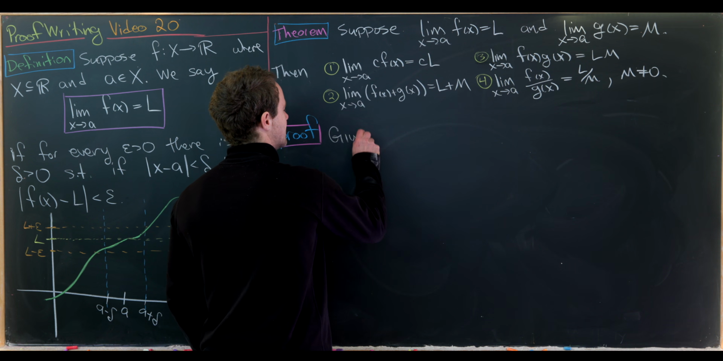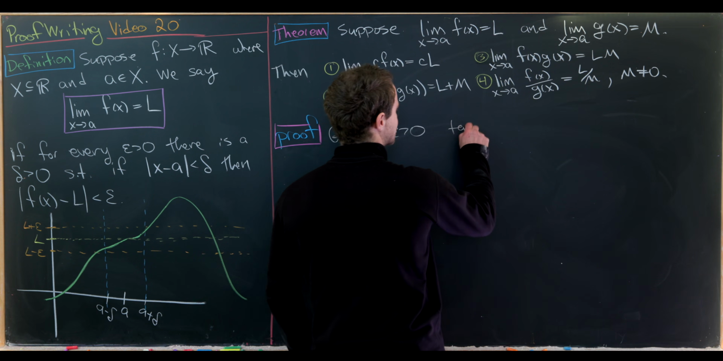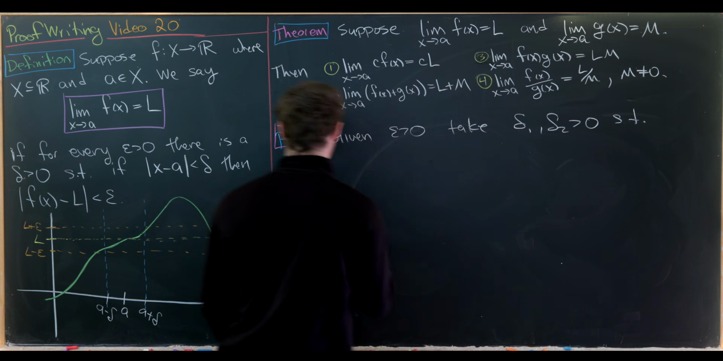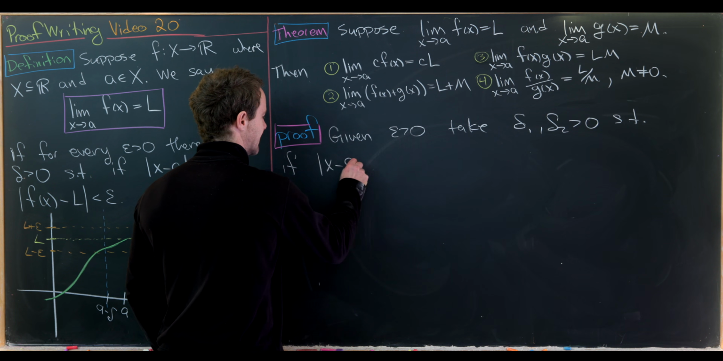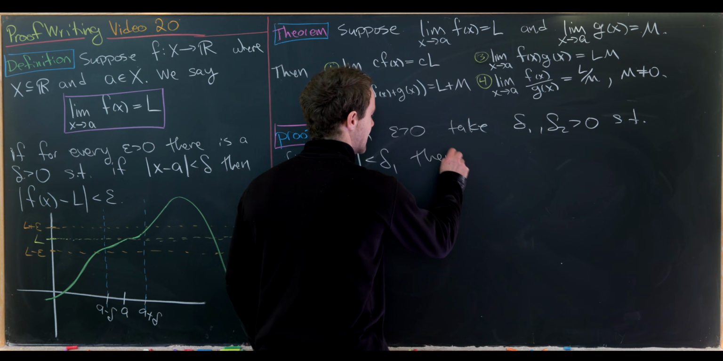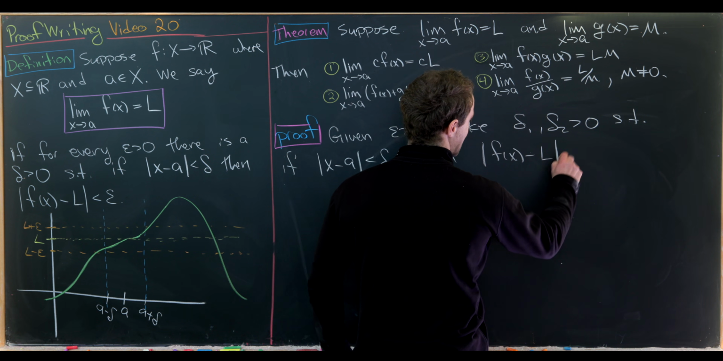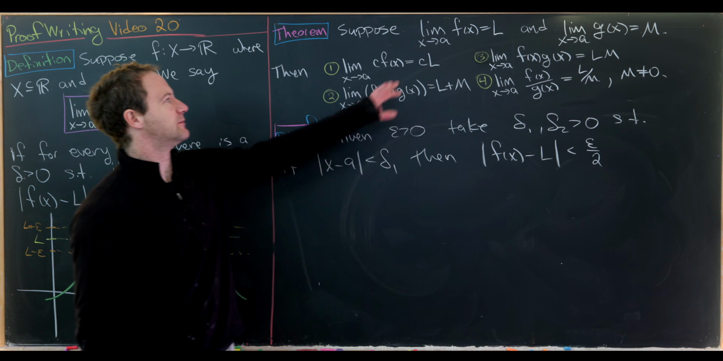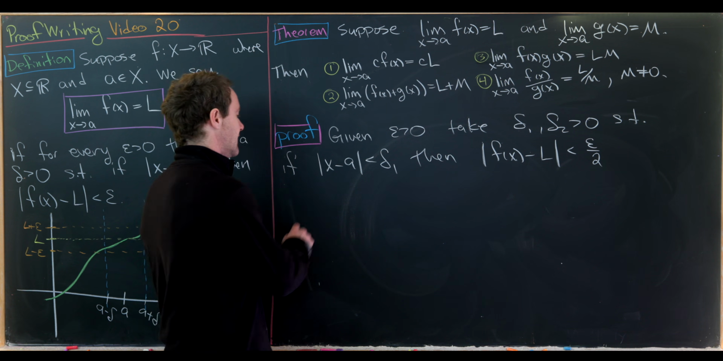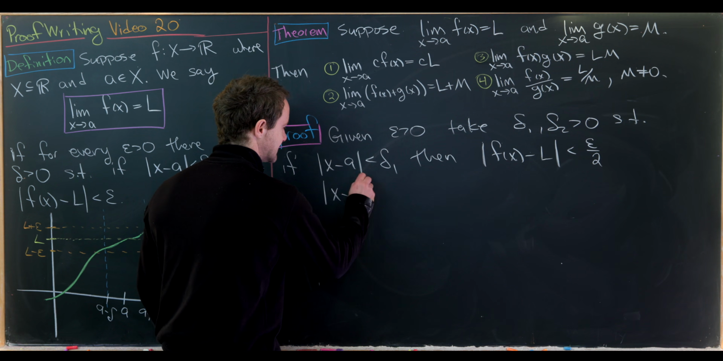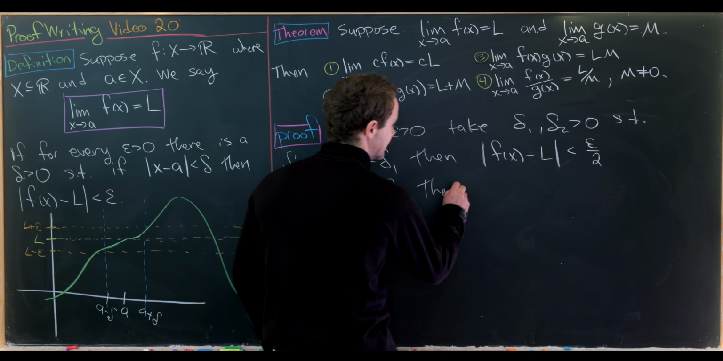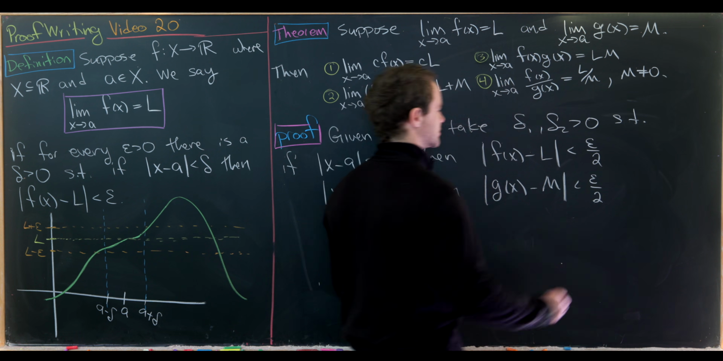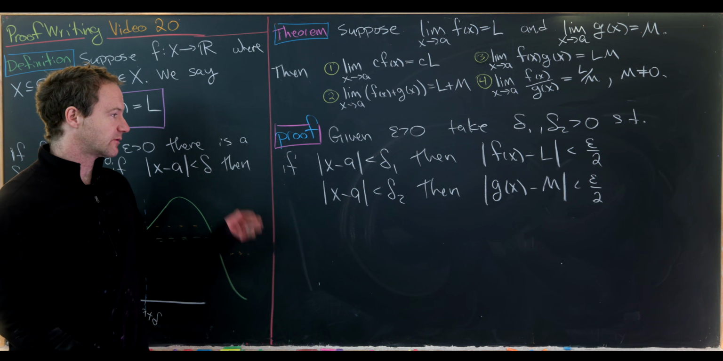So again, let's say we are given epsilon bigger than 0. Let's take delta 1 and delta 2 bigger than 0 such that if absolute value of x minus a is less than delta 1, then the absolute value of f of x minus L is less than epsilon over 2. Okay, so we can do that because of this limit which was given. And then also, absolute value of x minus a less than delta 2 should imply that the absolute value of g of x minus M is also less than epsilon over 2. Great. And now we're ready to finish this thing off.